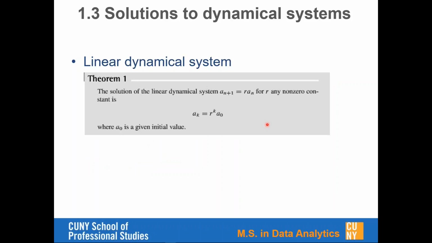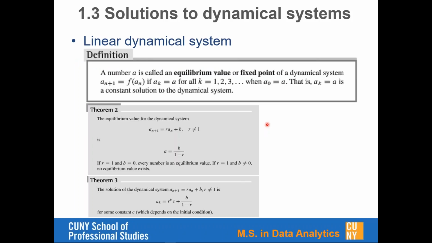And then linear dynamical system, a_{n+1} equals r a_n for r any non-zero constant. Then in this case, a_k becomes r to the power k times a_0. This is called a linear dynamical system just because the next observation is a linear function of the first observation, in this case a_0, and also a linear function of the previous observation, as you can see, a_{n+1} equals r times a_n.